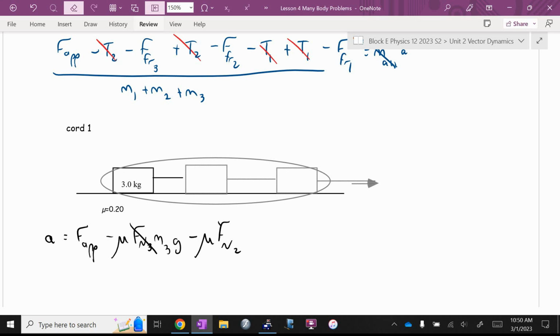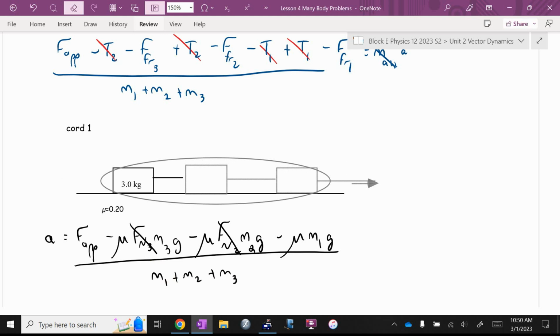I don't know normal force number 2. Oh, but look, it's going to be M2G. Yes? Minus, and I think it's going to be mu M1G all over M1 plus M2 plus M3.